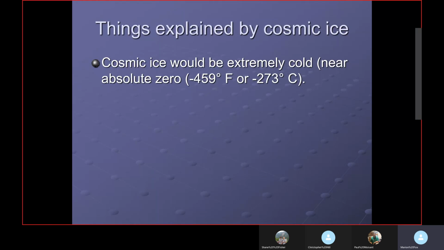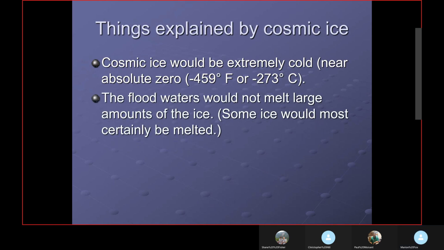Cosmic ice would be extremely cold, near absolute zero, approximately 459 degrees below zero Fahrenheit or 273 degrees below zero Celsius or centigrade. So it wouldn't be that cold, but it'd be pretty close to it. The floodwaters would not melt large amounts of this ice. Some would be melted, but most would not because it's so cold.